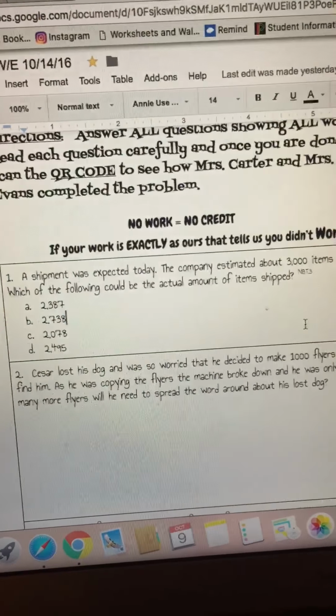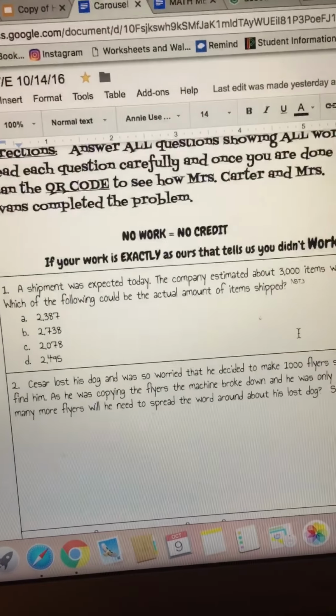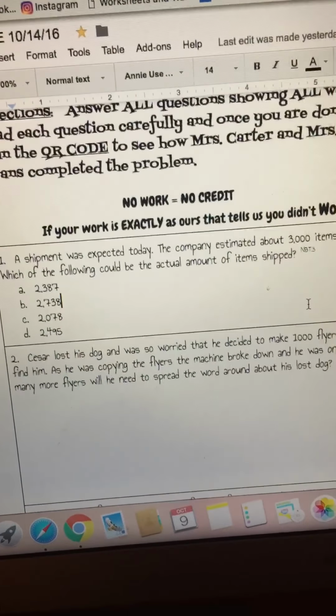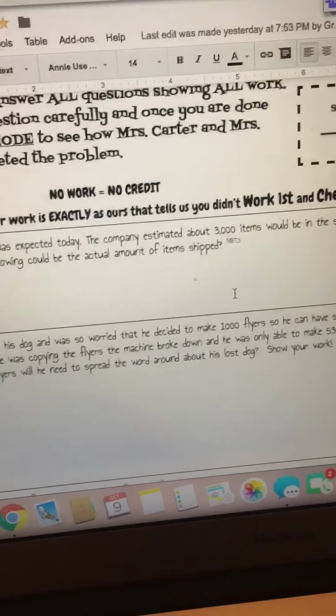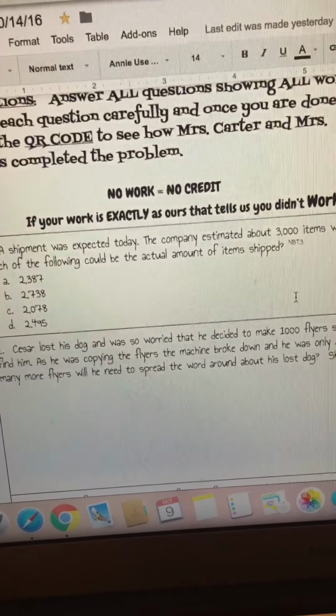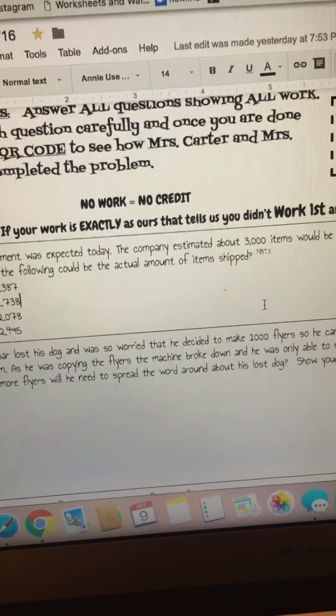Alright everybody, I am doing Carousel 2.1, number 1, question 1, and I'm going to show you how I do it. It says a shipment was expected today. The company estimated 3,000 items would be in the shipment. Which of the following could be the actual amount of items shipped?